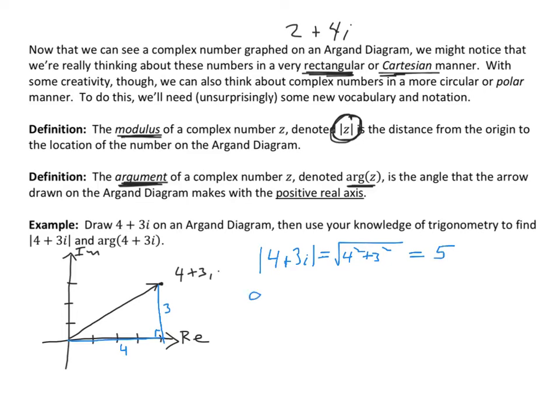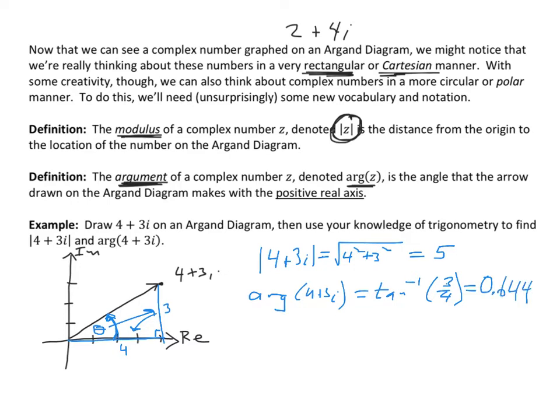And then for the argument of 4 plus 3i, we're effectively looking for this angle here. We're looking for the angle that this thing makes with the positive real axis. Well, that's just going to be a tangent computation. We can do the inverse tangent of the opposite side over the adjacent side, so the imaginary part over the real part. And I got this to be 0.644.